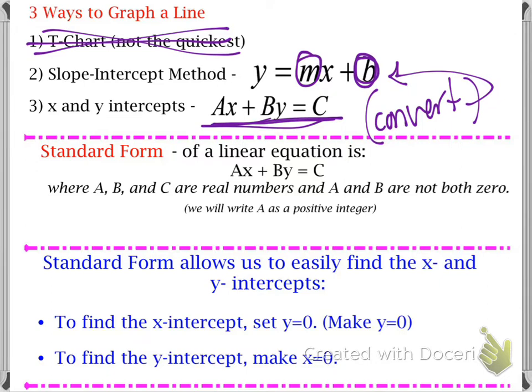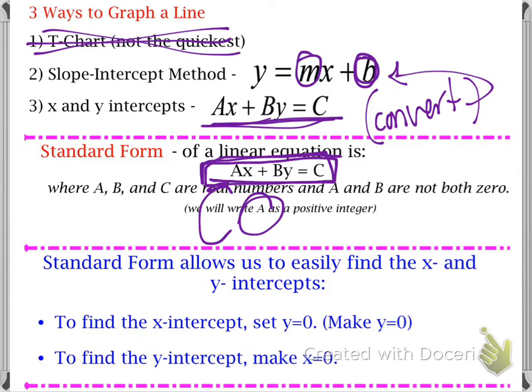So a standard form is when we rearrange it to be written like this: number times x plus a number times y equals a number, where a, b, and c are real numbers, typically always integers. In fact, we're going to write a as a positive integer. So a will always be positive. B might have to be negative. Standard form allows you to easily find the x and y intercepts.